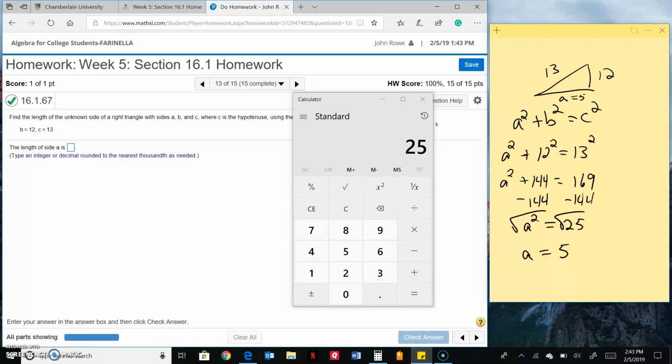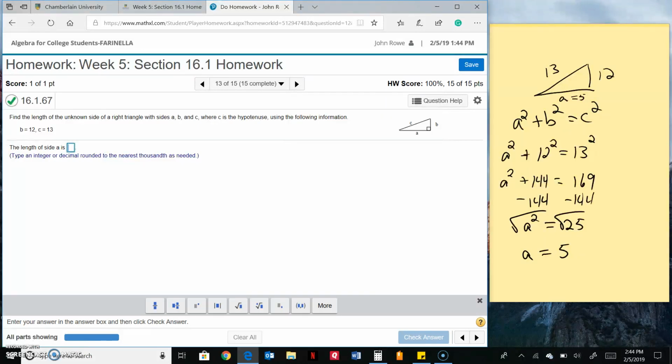A equals 5 here. And we can check these by plugging these numbers into the Pythagorean theorem. 5 squared plus 12 squared equals 169. If we take the square root of that, it should give us 13, which it does. So A equals 5. Let's plug that in over here.